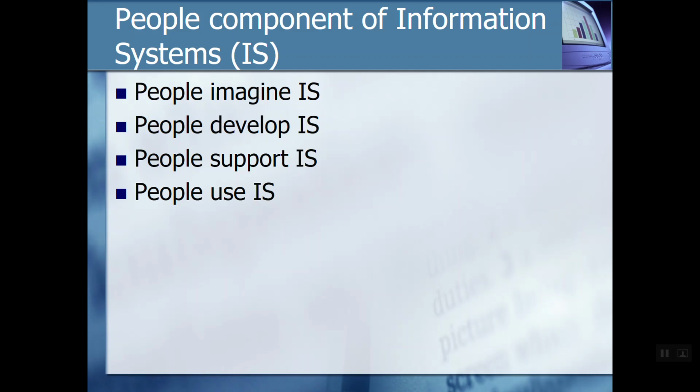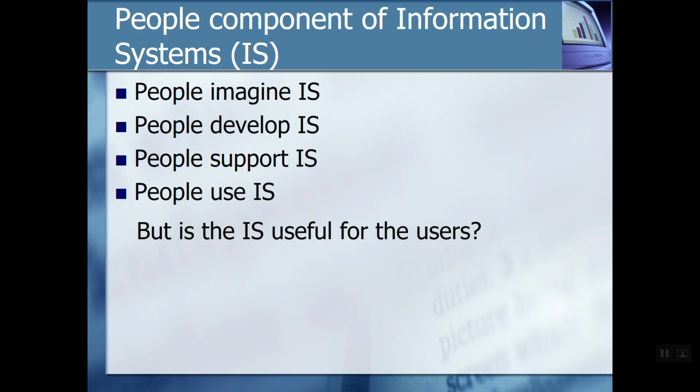Okay, so the idea of information systems is that there are people involved all through it. You don't really have an information system without people. Basically, people are the ones who imagine it, they develop it, they support it, and they use it. So the question is whether it's useful to these users.